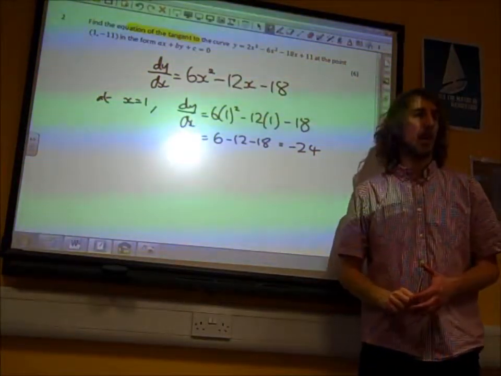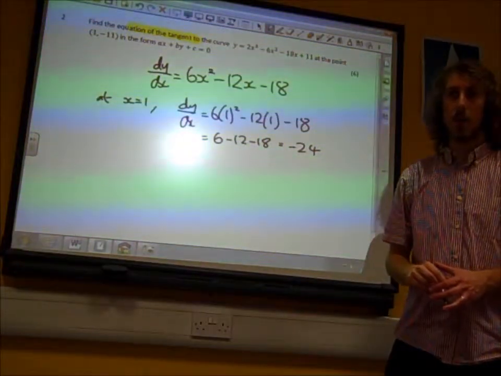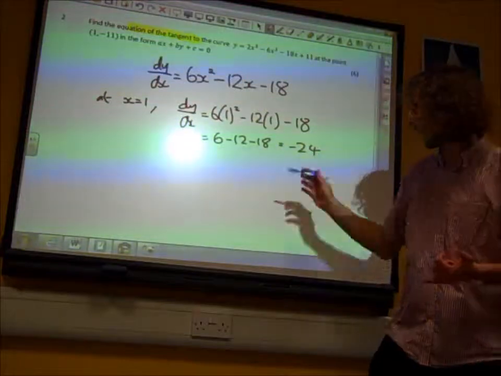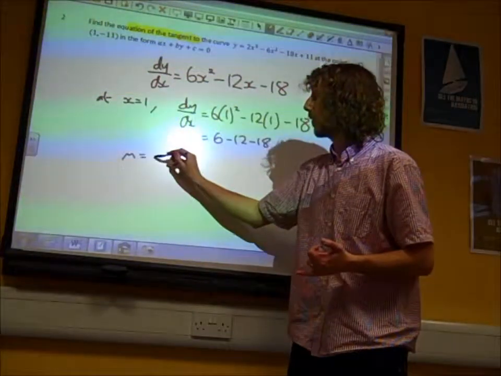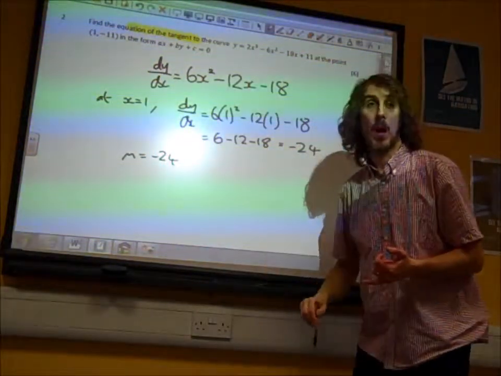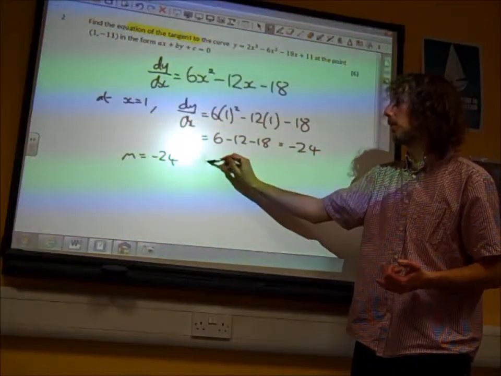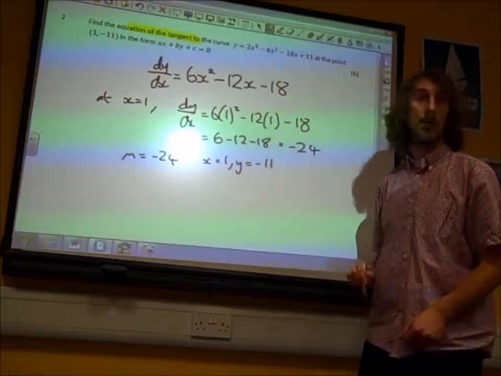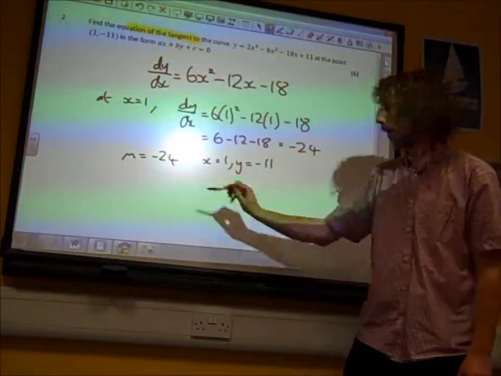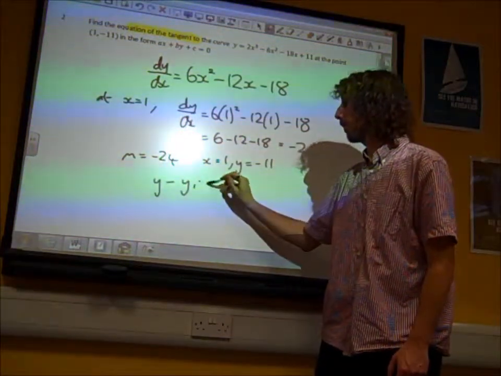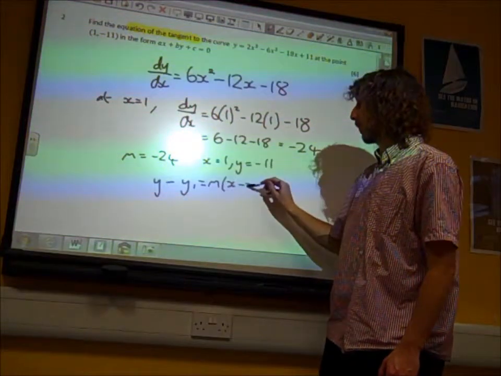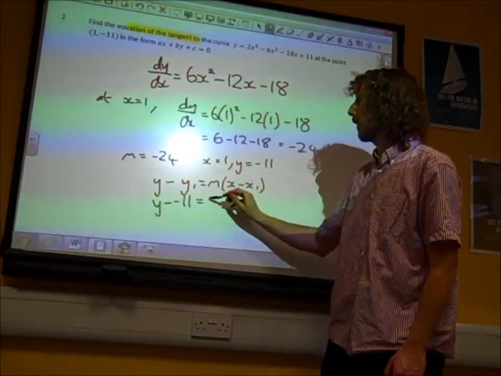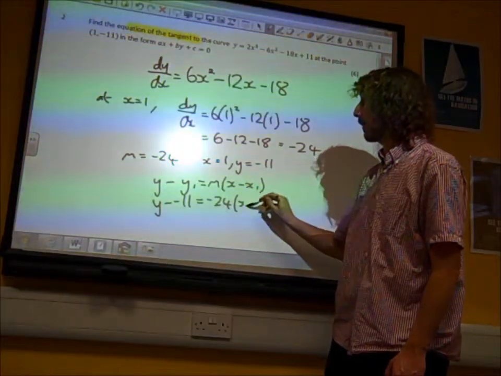So now we're going to put our equation together. We've got a gradient, and it's the tangent, so we don't need to do anything fancy with that. That is the gradient of the tangent. Our x value is 1. Our y value is negative 11. And so this is on your poster. y minus y1 is m, x minus x1. Let's sub the numbers in. y minus negative 11 is negative 24 times x minus 1.